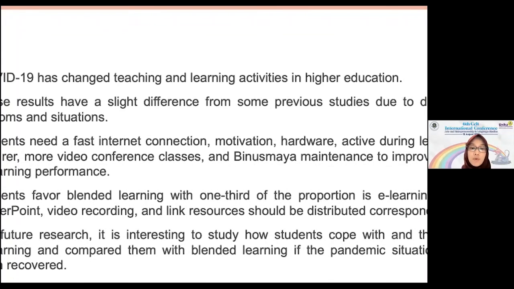And they also like to have 1/3 of blended learning as e-learning. PowerPoint, video recording, and link resources should be distributed correspondingly. And for future research, it is interesting to study how students cope with and thrive in e-learning and compare them with blended learning if the pandemic situation has been recovered.